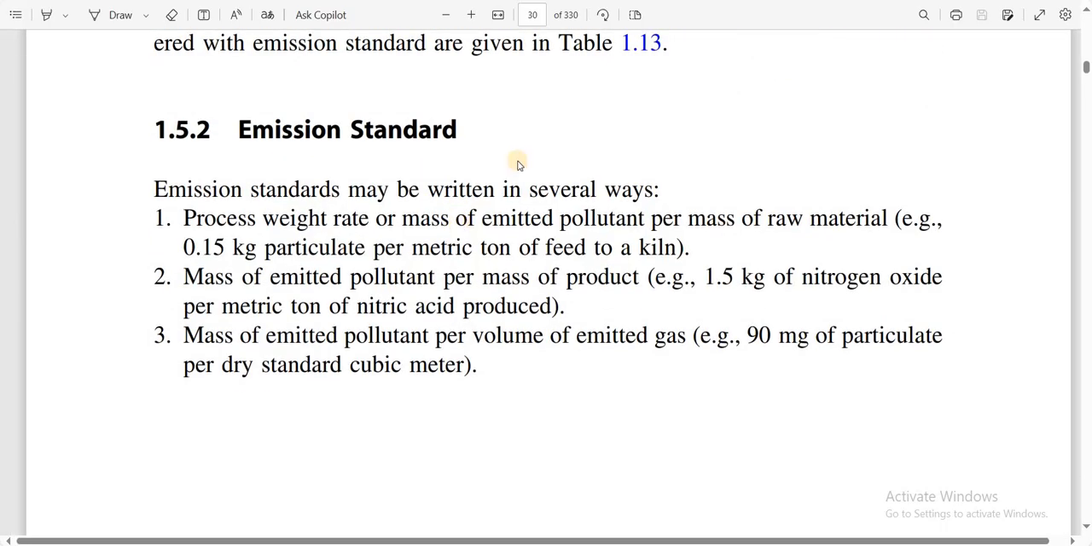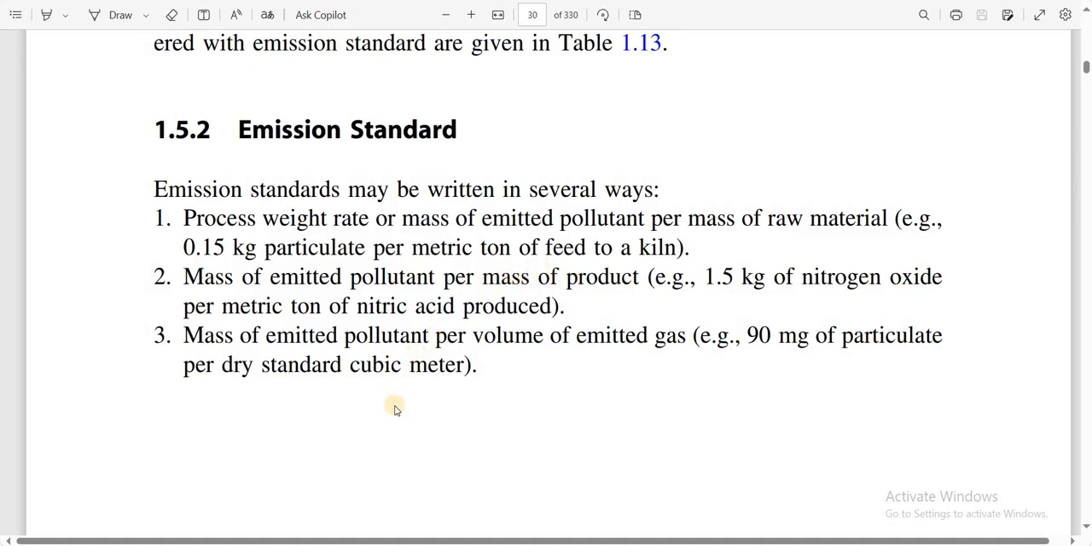Emission standard. What are the standards of emission? Emission standards may be written in several ways. First one is process weight rate, or mass of emitted pollutant per mass of raw materials. Example, 0.15 kg particulates per metric ton of feed to a kiln. Second one, mass of emitted pollutant per mass of product. Example, 1.5 kg of nitrogen oxide per metric ton of nitric acid produced. So emitted pollutant per mass.